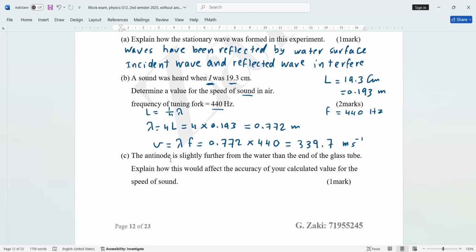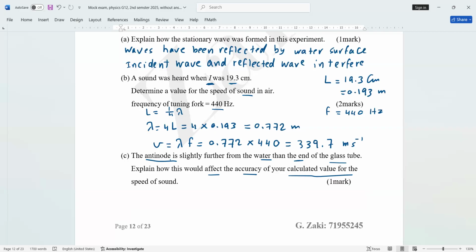The antinode, the point is down, is slightly further from the water than the end of the glass tube. Explain how this would affect the accuracy of your calculated value for the speed. The wavelength would be longer, because lambda will increase. This would cause the value of speed to be higher than the calculated. V will be more, which is less accurate.